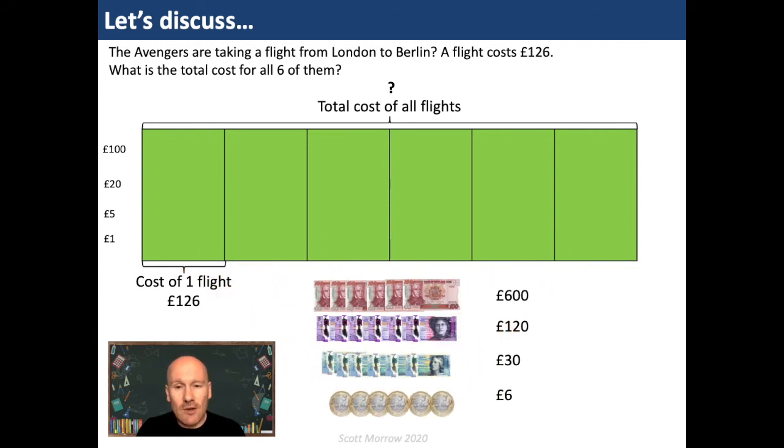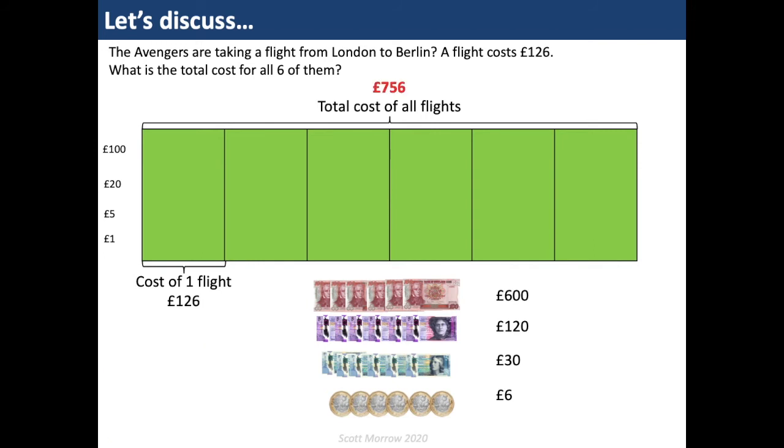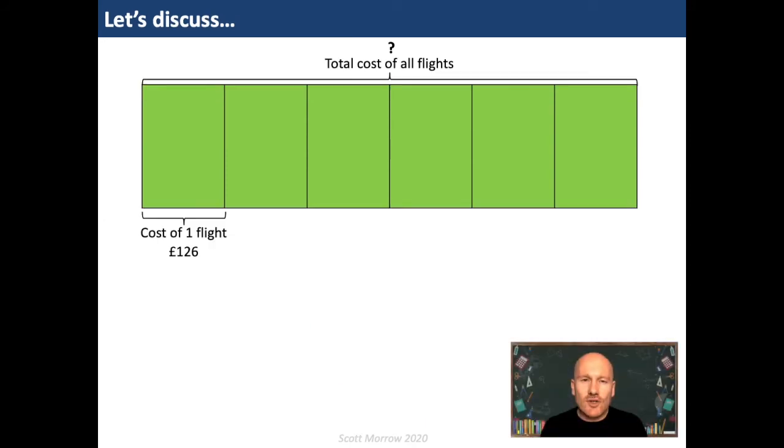All I need to do now is add up all those parts. We've got 600 plus 120, 720, plus 30 is 750, plus 6 is 756. So the total cost of all the flights was £756. I used actual money to solve that. Unfortunately, I don't have £756. I imagine you don't either.